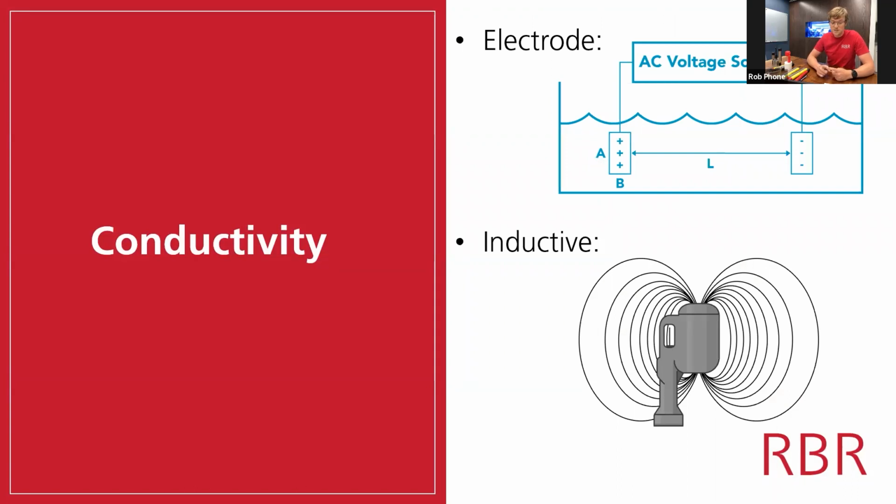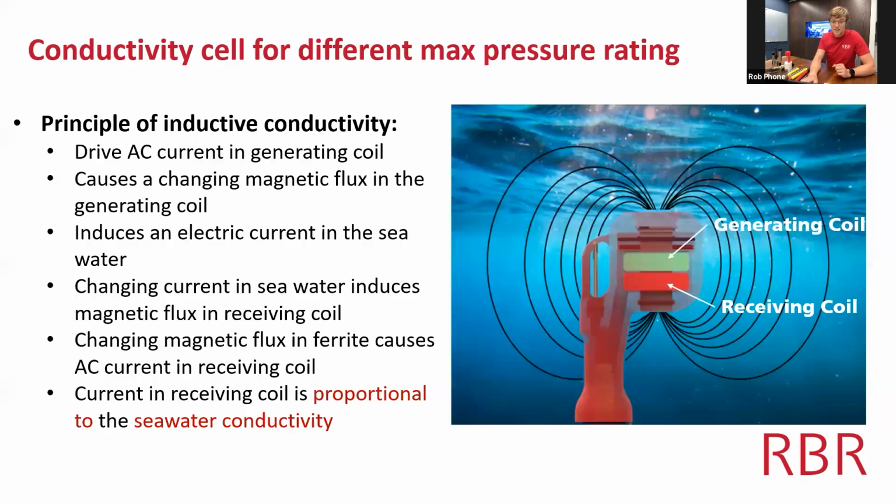There are two primary methods to measure conductance. There's electrode-based, where an AC voltage is applied across two electrodes and we measure the current, or inductive. RBR uses inductive technology, where an electric field is induced in the water around the cell and we measure the conductance of that volume. The inductive conductivity sensor consists of two coils, as we show. One is the generating coil and the other is the receiving coil.